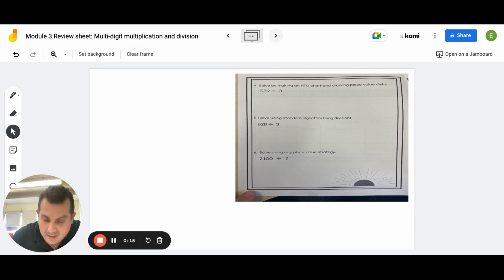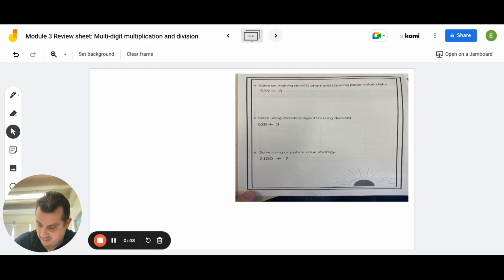Question number 4. Now it says solve by making a hundreds, tens, and ones chart and drawing place value discs. But we have gone over in class and we've told them you can solve it using any method that you feel comfortable with. So if we're doing division here, most of us are going to feel comfortable using long division. I think that is the method that we have gone over in class. So, using long division, here we go.